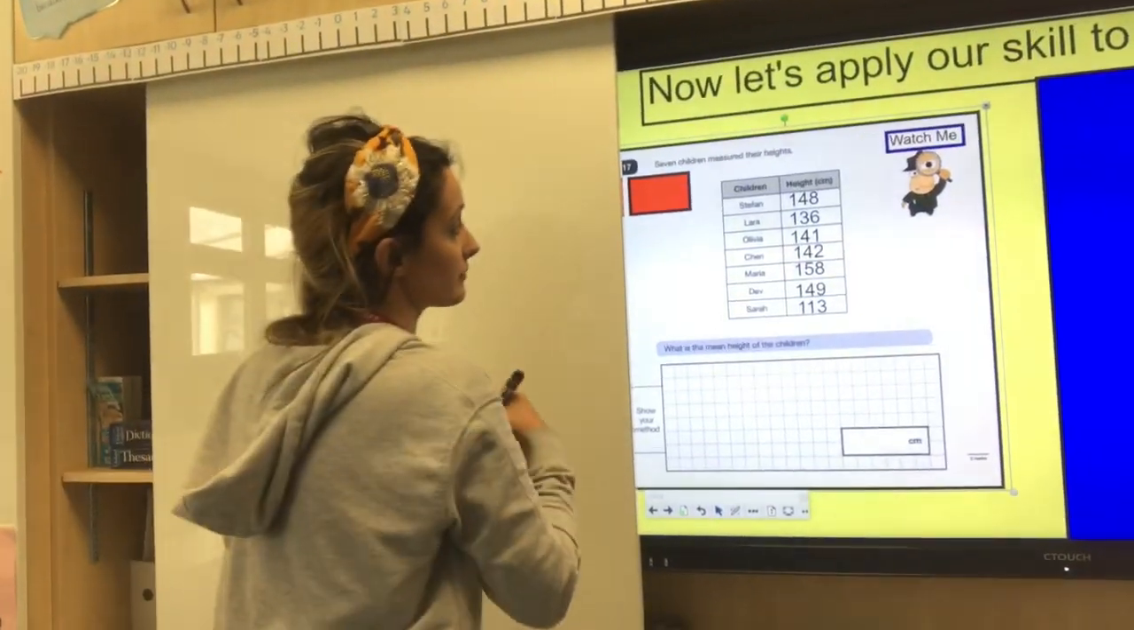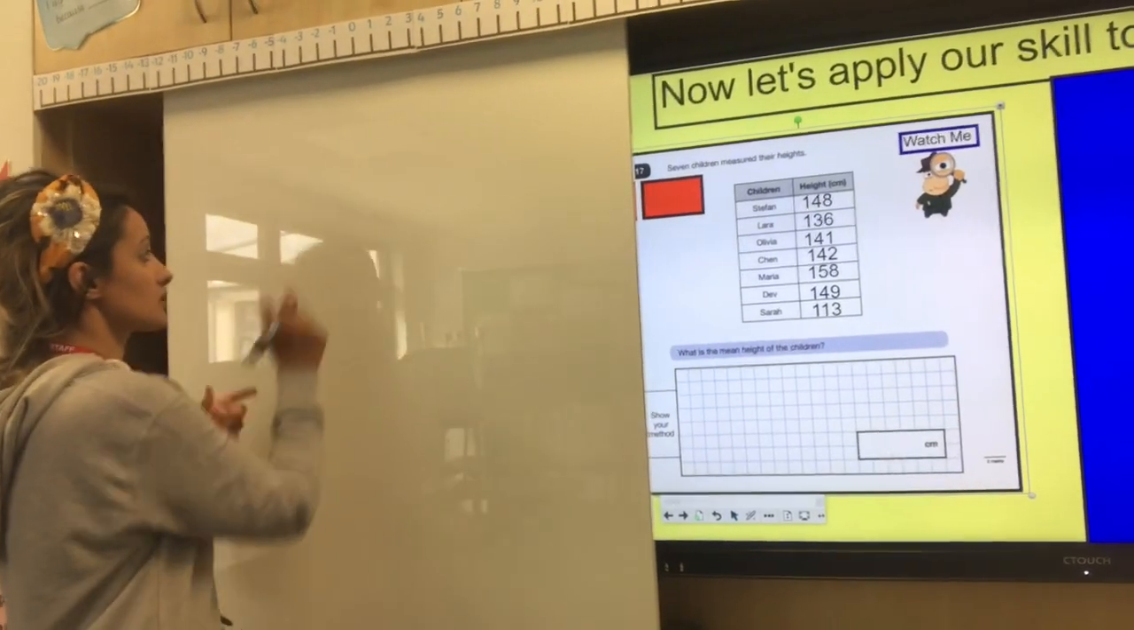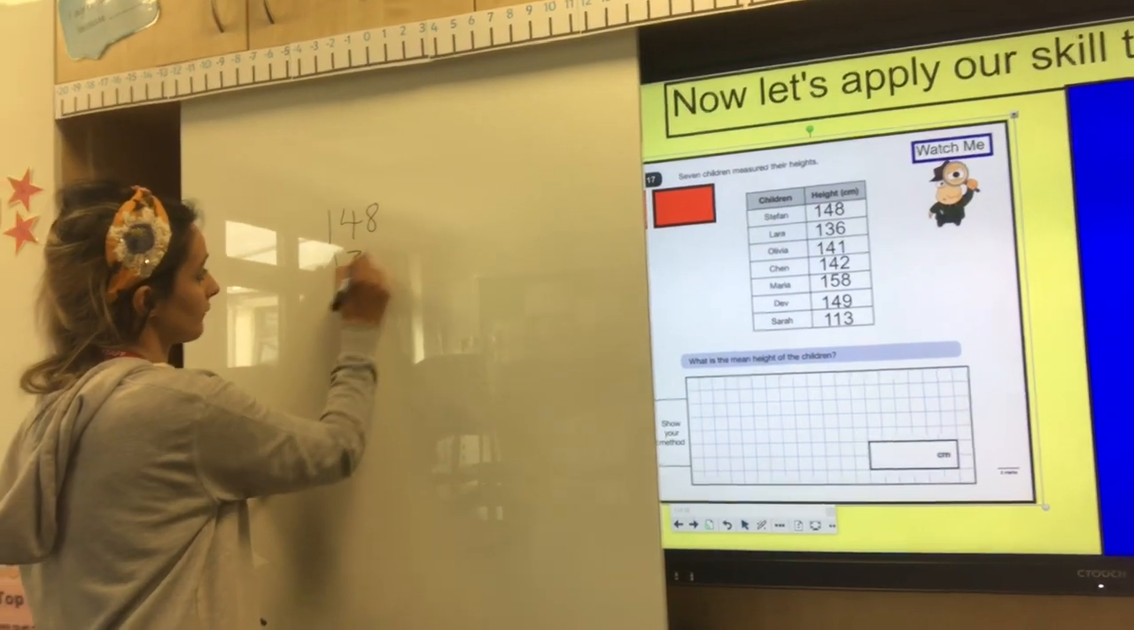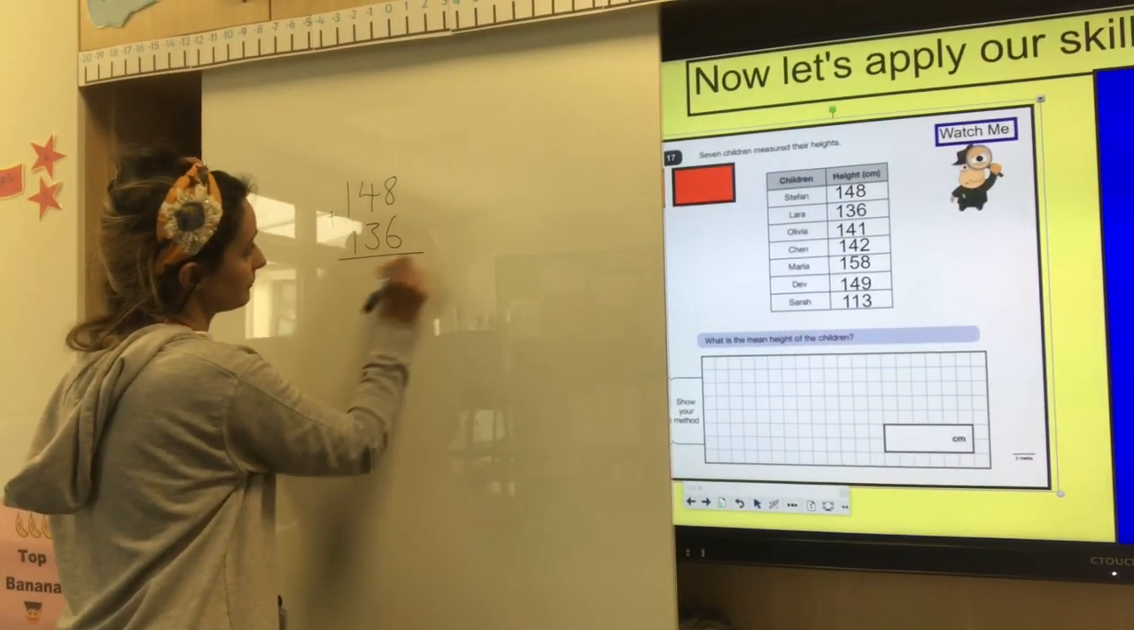So I'm going to start with Stefan, he's the top one. 148, and Lara was 136.